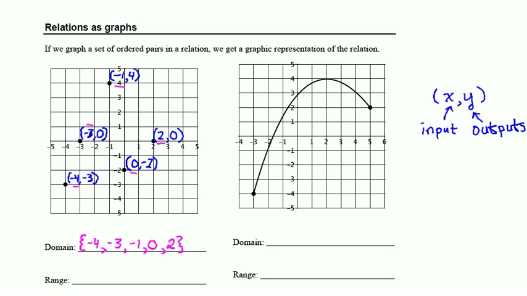The range is going to be all values that serve as the y-coordinate of one of these ordered pairs. So from our first point that we used for the domain, we have a y value of -3. Next we have a y value of 0. Next a y value of 4. Next we have a y value of -2. And finally we see another 0.